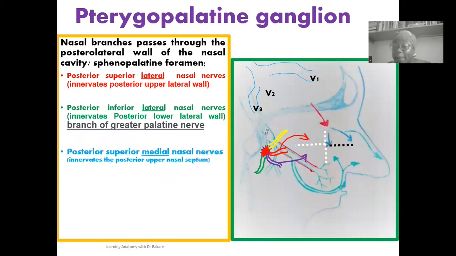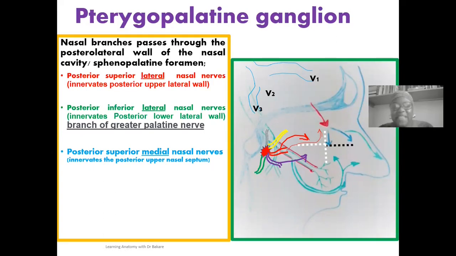So for the upper part, it is innervated by the posterior superior medial nasal nerve. And this is the posterior superior medial nasal nerve here that emerges from the nasal branches of the ganglion. And you see it emerging, passing through the posterior superior upper part of the nasal septum, and that is where it innervates. And this will innervate the posterior upper nasal septum.